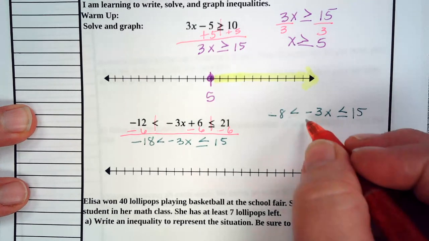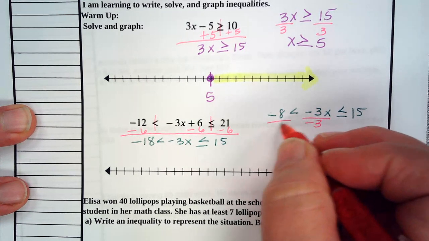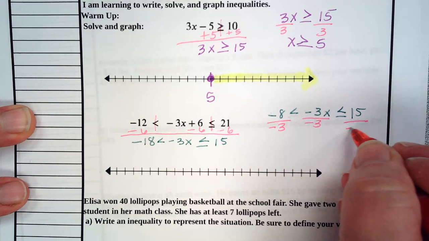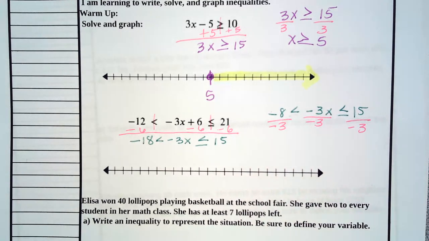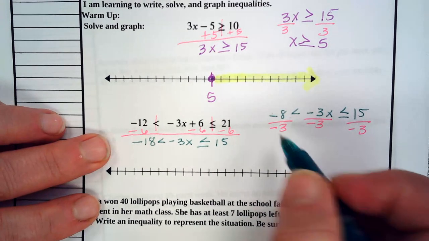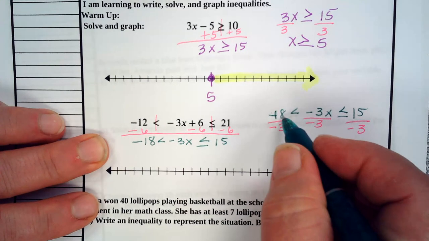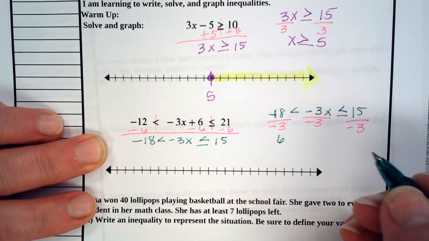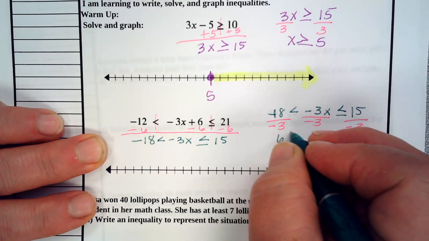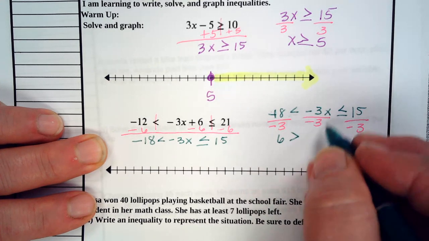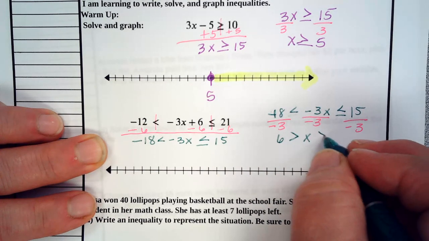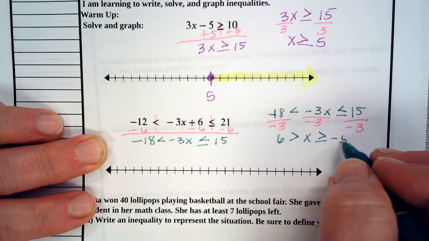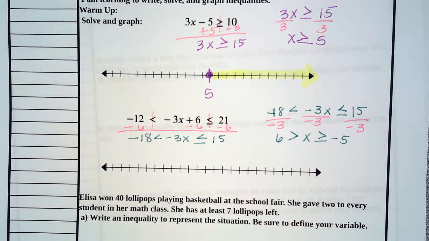You have to remember what happens when you multiply or divide by a negative number. What does that do to your symbols? Well, it causes them to switch to the other direction. Negative 18 divided by negative 3. Negative divided by negative is a positive. 18 divided by 3 is 6. Switch this to the other direction. X is greater than or equal to negative 5. 15 divided by negative 3 is negative 5.